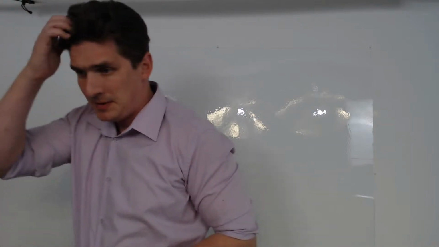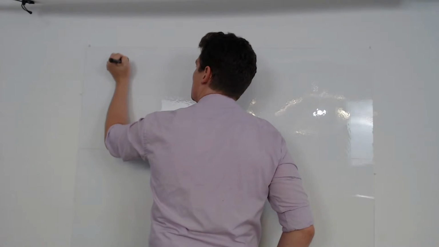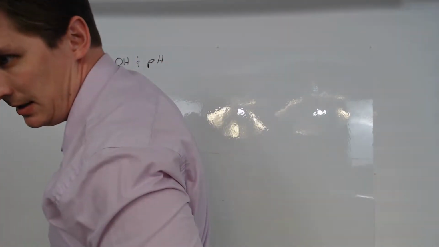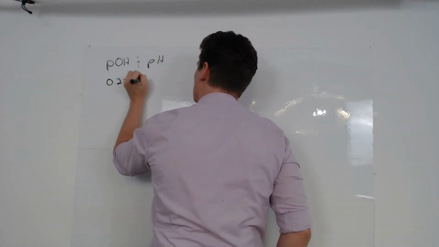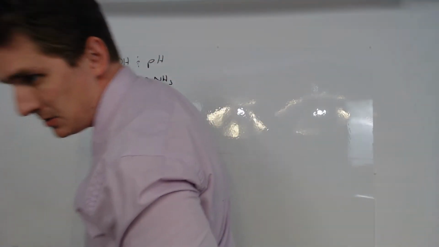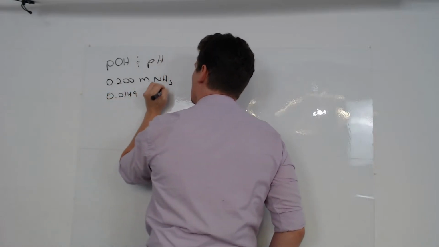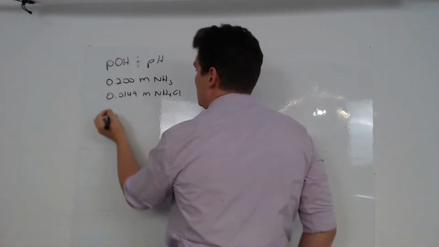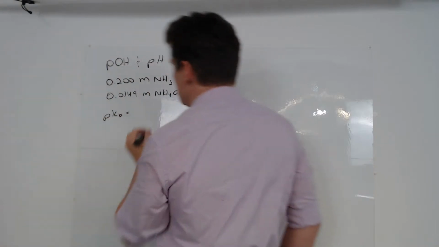Okay, so the first problem from that set: what is the pOH and pH if we have a solution that is 0.2 molar ammonia, 0.0149 molar ammonium chloride, and the pKb is 4.74.